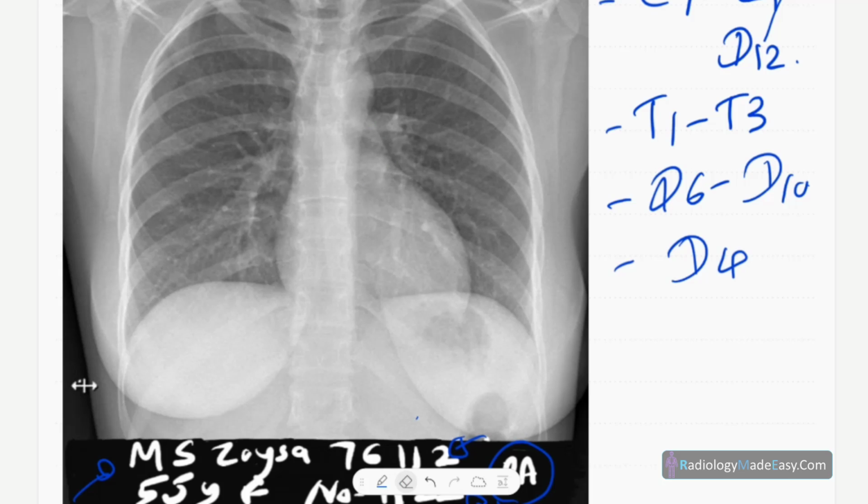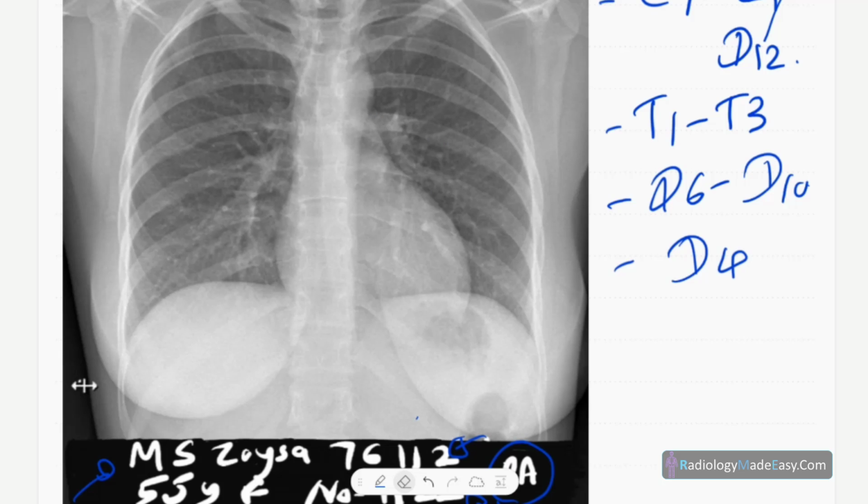Then the next thing you have to see is the hila. This is the left hilum. So this is the right hilum, this is the left hilum. The difference between the height of the right and left hilum is about 2 centimeters. This is the normal hilum, so 2 centimeters the distance.